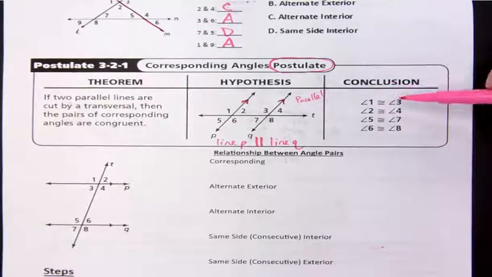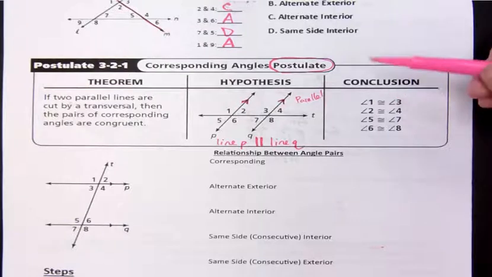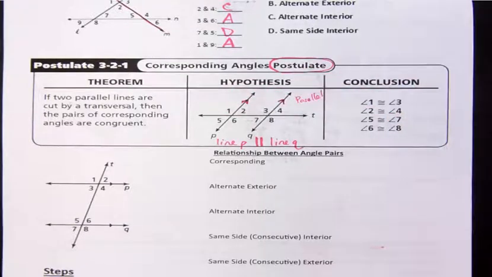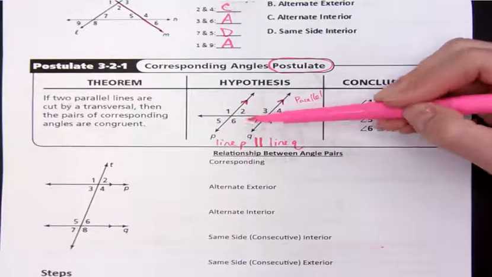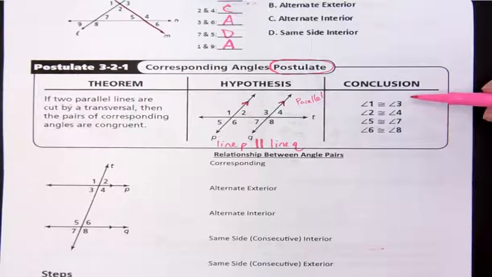And so if these lines are parallel, then corresponding angles are congruent. So that means 1 and 3, 2 and 4, 5 and 7, 6 and 8. All our corresponding angles are congruent.